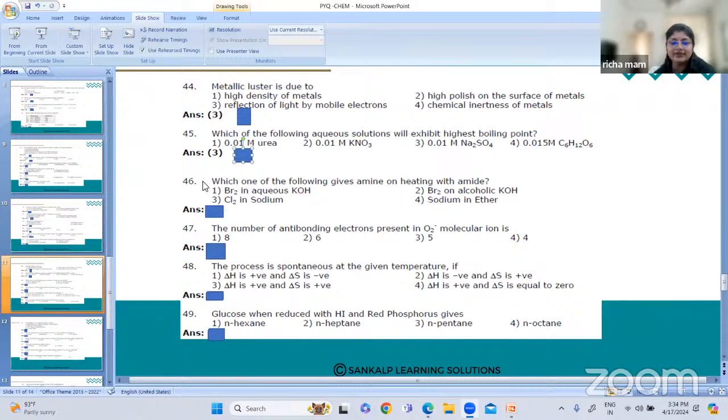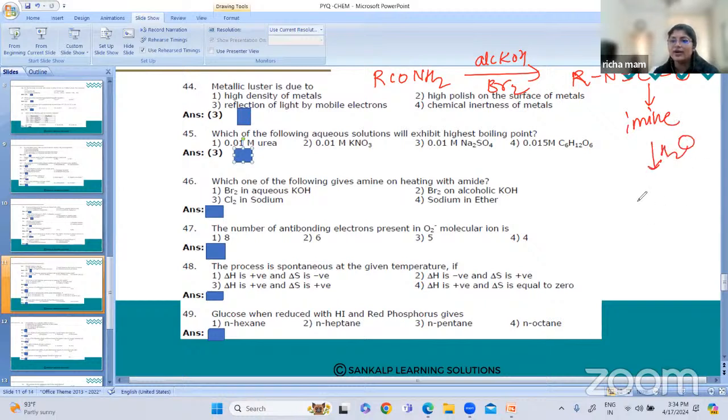So when you treat it with alcoholic KOH, if I take RCONH2 and react it with alcoholic KOH in the presence of Br2, you will get what? You will get isocyanide. And this imine system, you will get imine, not isocyanide. This will undergo hydrolysis to give you amine plus HCHO. So with alcoholic KOH. Next question.